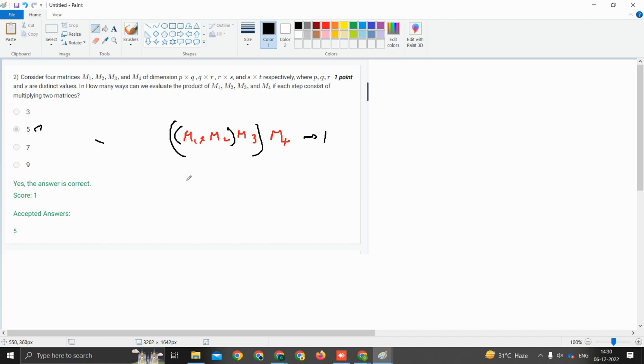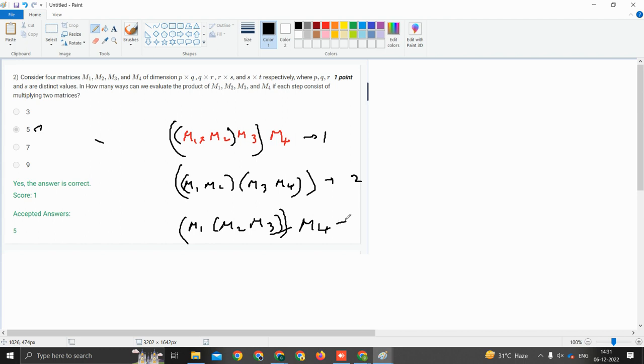Right. So this is one possible way: M1, then M2, M3 together, and then M4. Second option: we can take M2, M3 as one, then M1 with that, and do M4 at the last. Then we'll do the opposite: M2, M3, multiply this, then M4, then M1. I'm getting 4 options.